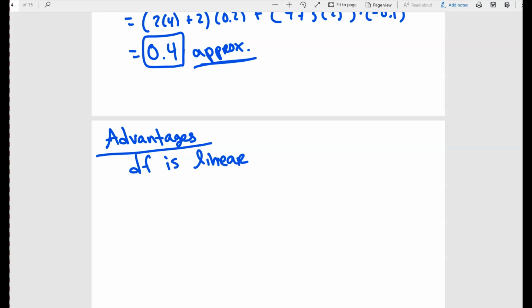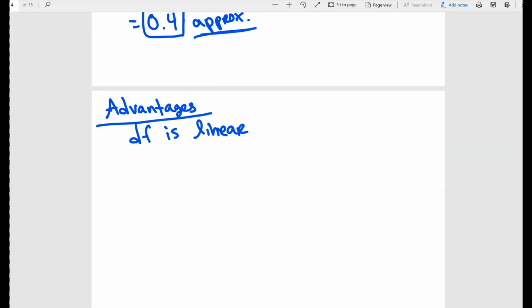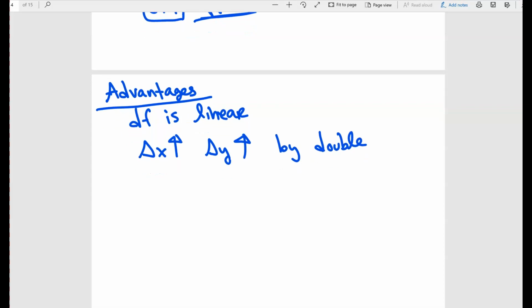Okay, so what does that mean? Well, if it's linear, that means, let's say I take my delta x and my delta y and I double them. I increase them both by double. If I change my x and my y by doubling them, that would imply that df will also double. Okay, so that's basically what it means.